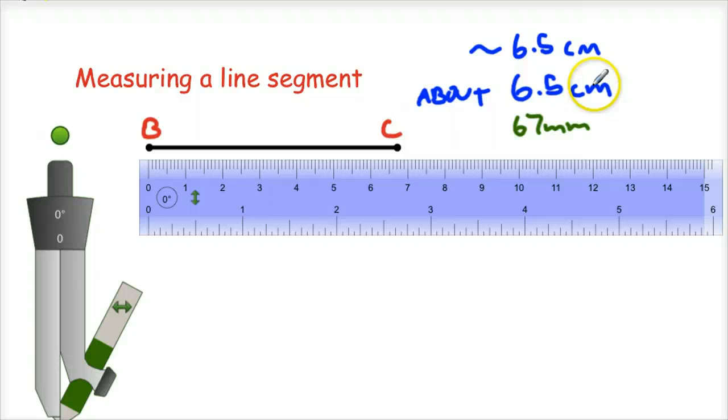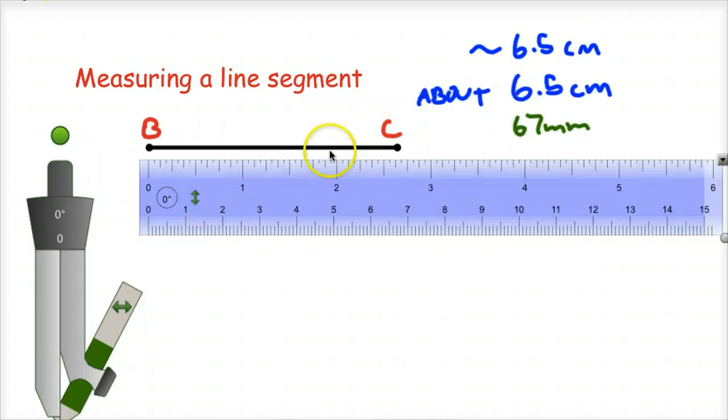So I could say that's about 6.5 centimeters. But if I really wanted to be exact and break it down to millimeters, I'd say it's 67. Okay, so if we went back to the inches, I could say that line segment BC is about 2.5 inches, but if I really wanted to be specific, it was 2 5/8 of an inch, right? 2 5/8 inches. So that's another way that you can measure it.